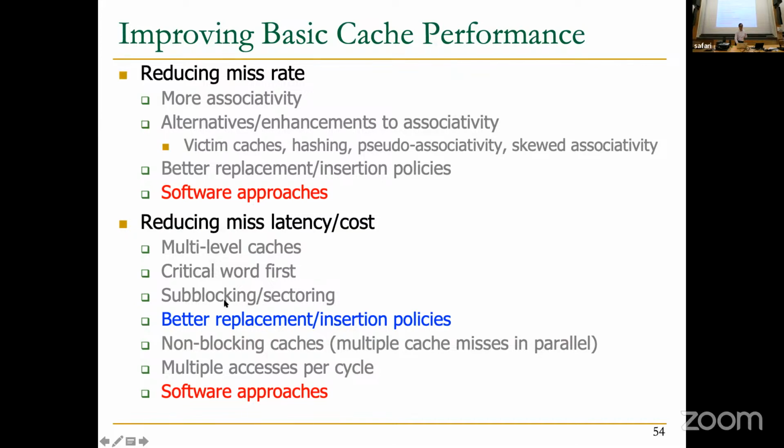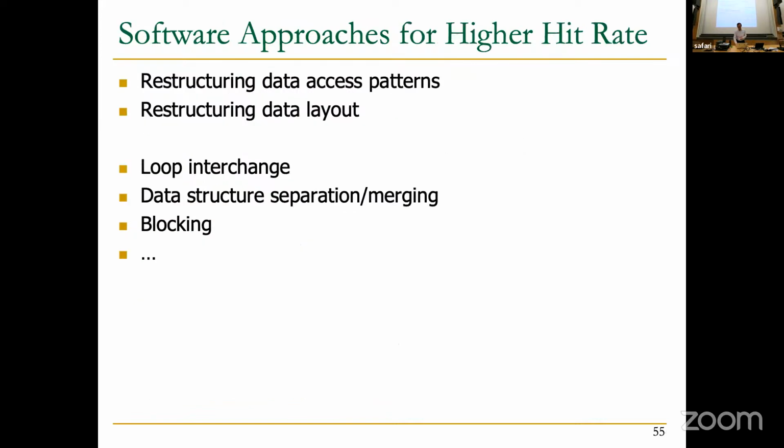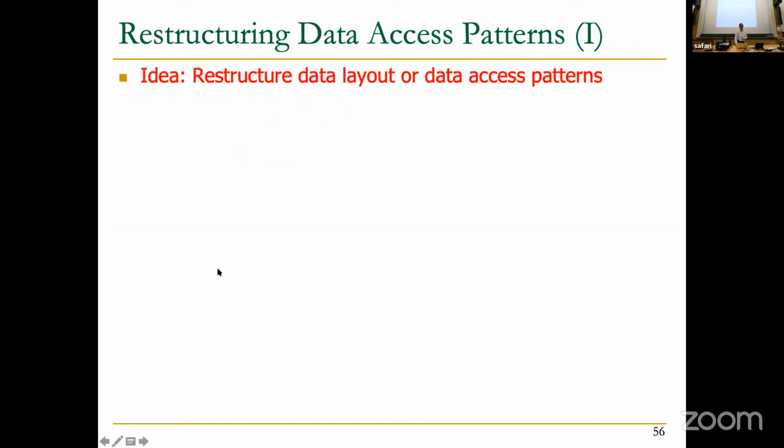So I've already given you some examples of better replacement and insertion policies, management policies, but we've not talked about software as much. If you know that caches exist, as a software designer, you can actually do a lot. Let me give you some examples. You can restructure your data access patterns such that they're friendly to the replacement policy, for example. They're friendly to the set associativity, for example. You don't thrash the sets. They're friendly to the cache size. You can restructure your data layout. And there are a bunch of techniques. We're going to talk about blocking first.